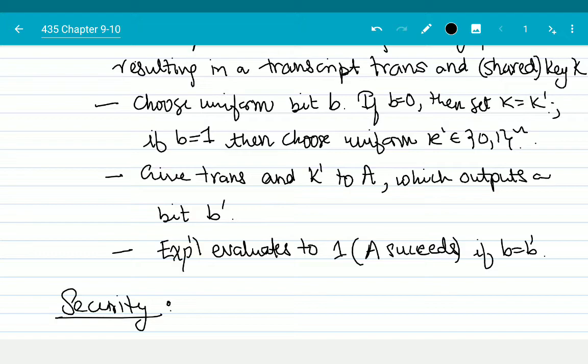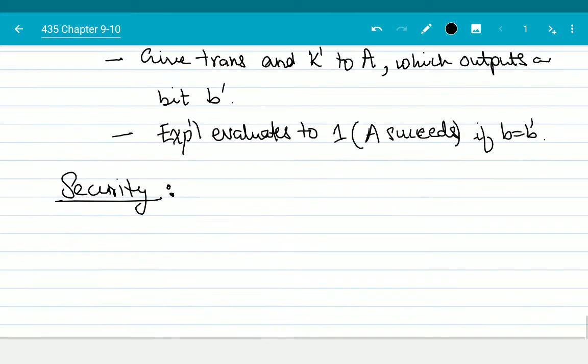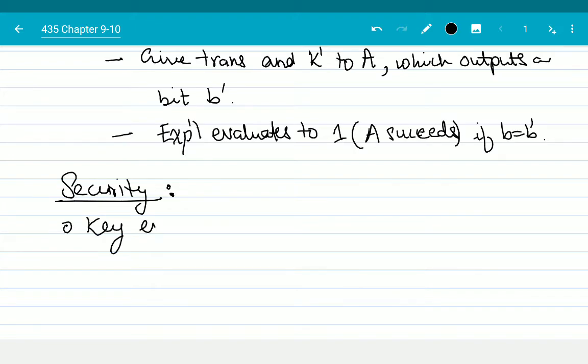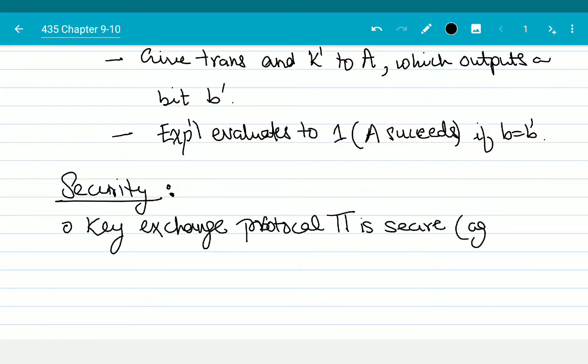Security. A key exchange protocol Pi is secure against a passive eavesdropper if for PEA.